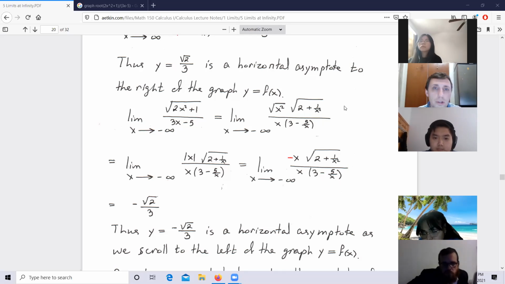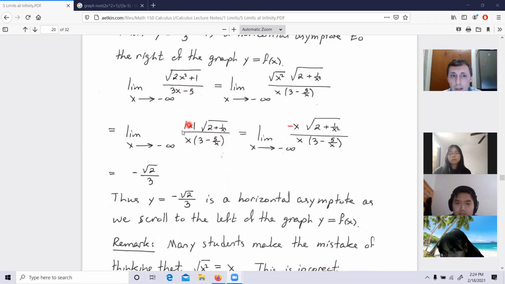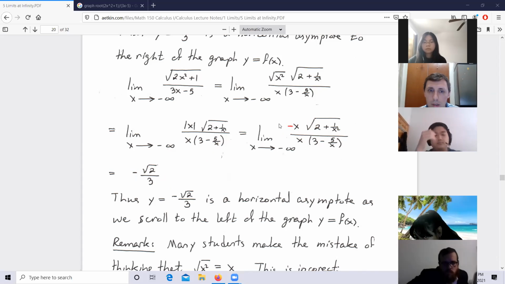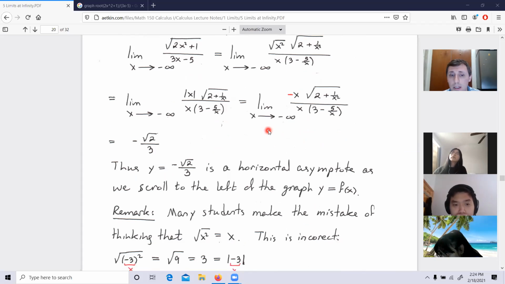Good? Do you see that, I hope? So absolute value of x, because x is negative, is minus x. It's very important, guys. And then I can cross out the x, and I'm left with the same thing, but with a negative in front of the root. So it would be minus root 2 over 3. Good? It's very simple. Just keep a small understanding that minus x is not a negative number.